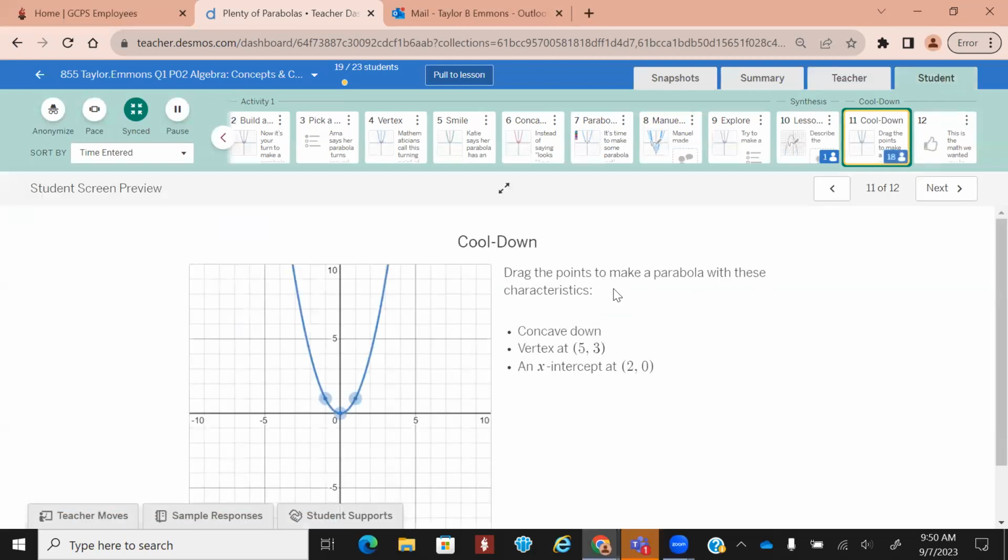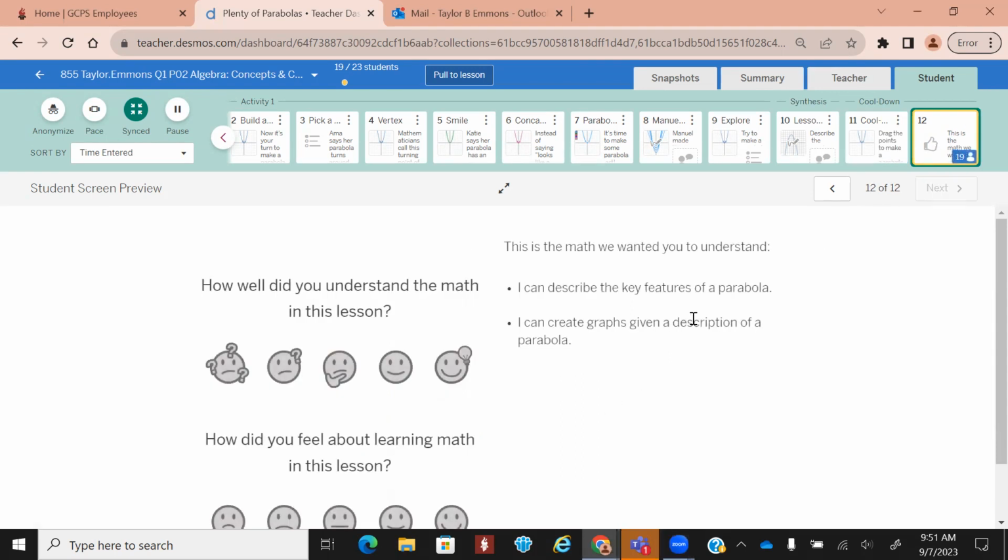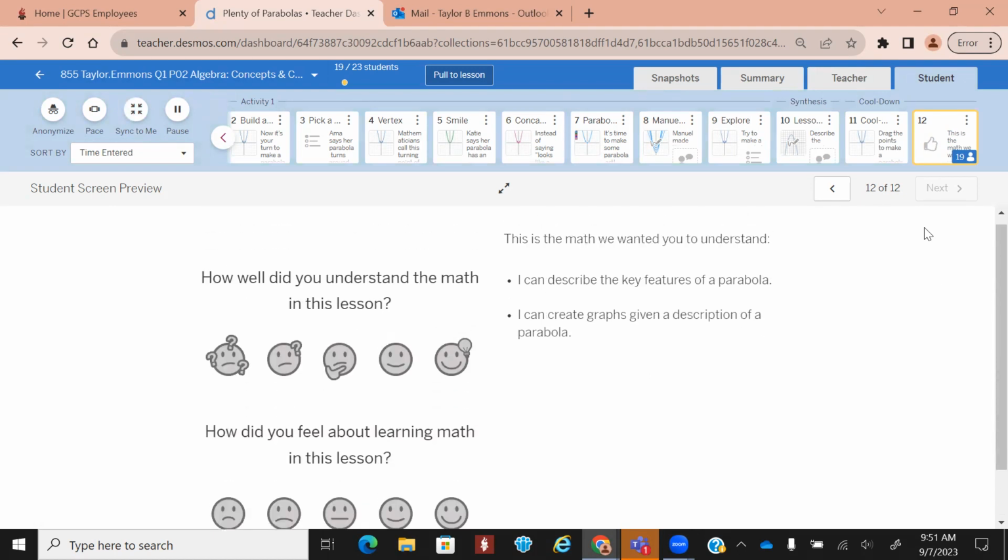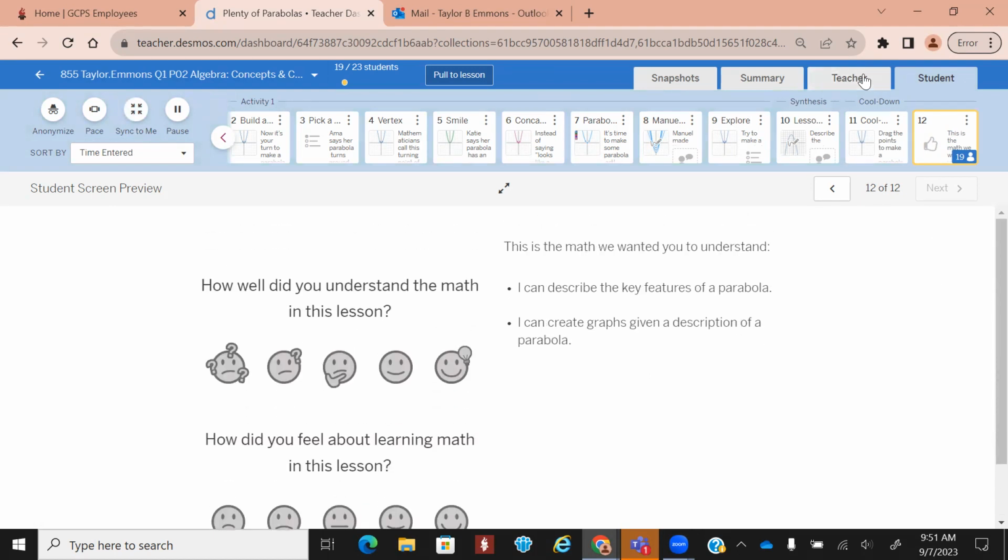Go ahead and take a moment. Drag the points to make this parabola. It needs to be concave down, needs to have a vertex at 5, 3, and then an x-intercept at 2, 0. All right, so looking up at the one on the board, this is what you should have gotten. Ta-da! Okay. Questions on this? Okay. All right, go ahead and fill out slide 12.